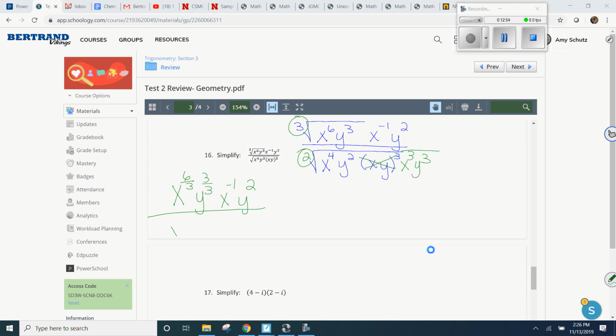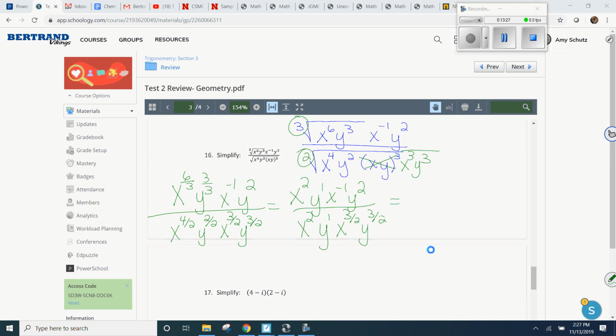Now you're taking the square root, so you get x to the 4 over 2, y to the 2 over 2, x to the 3 over 2, and y to the 3 over 2. Simplify the numerator: x squared, y to the 1st, x to the -1st, y squared. The denominator, 4 over 2 is the same thing as just x squared, y to the 1st, x to the 3 halves, and y to the 3 halves.